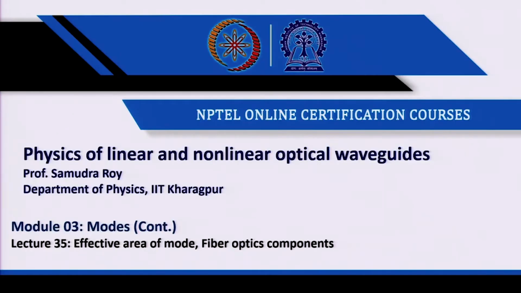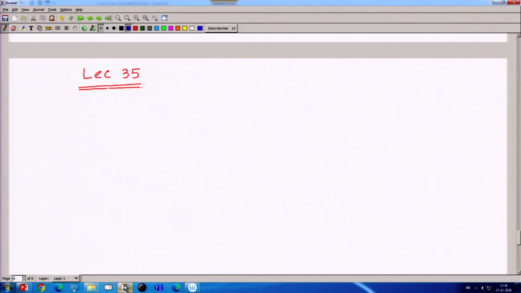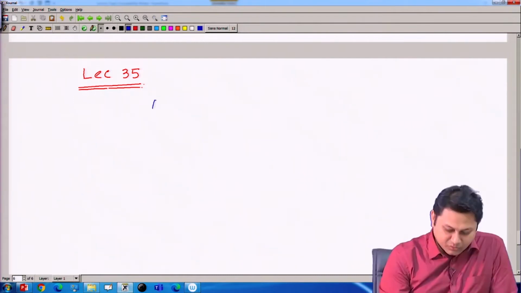So, today we have lecture number 35 and in this lecture we are going to calculate the effective area of the modes and we start a new topic which is related to optical fiber components. Okay, so in the last class if you remember we defined the effective area of a mode as this.